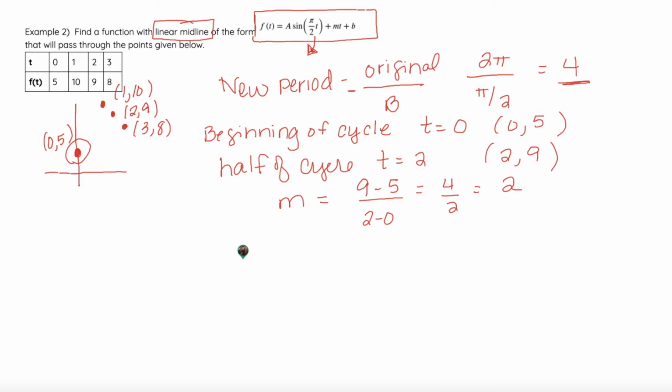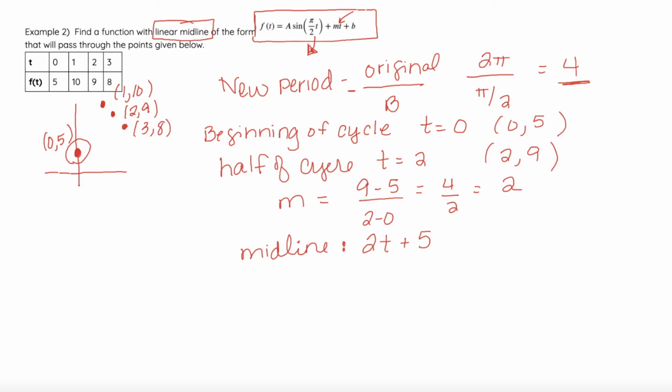So our midline, its equation must be our slope of 2 times time, since it tells us that we are in t for our variable, plus the y-intercept of 5.